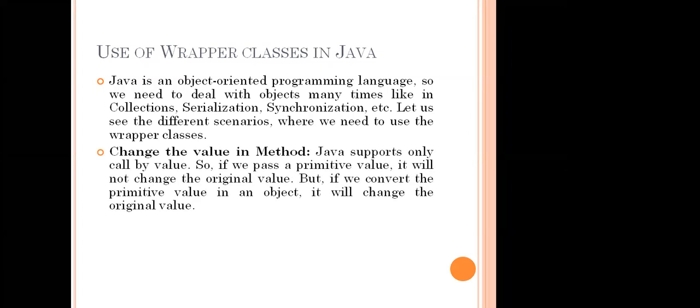Changing the values in a method. This is a very, very important concept in C, C++, Java, all of these. What is call by value and call by reference? Just check the names. What is call by value and call by reference?